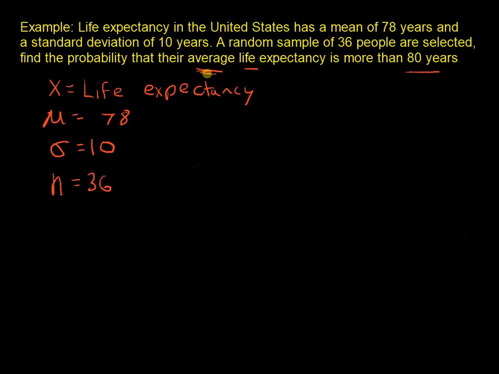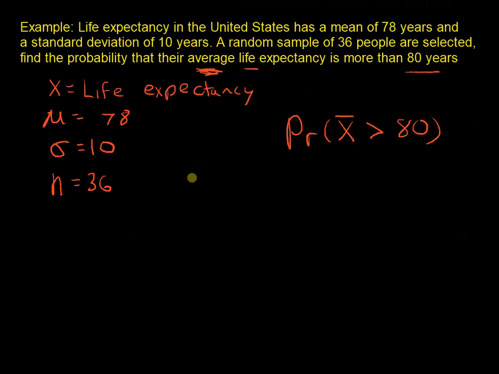Okay, so I need to recognize that this isn't the type of problem that we used to do, where we would say the probability x is more than 80 years. No, this is not what this question is asking. It's not asking what's the probability that a randomly selected person, which is what x would be, has a life expectancy of more than 80. No. This question is saying, find the probability that their average, the average of these 36 people, the sample average, is more than 80 years. It's asking us to find the probability x bar is more than 80 years.